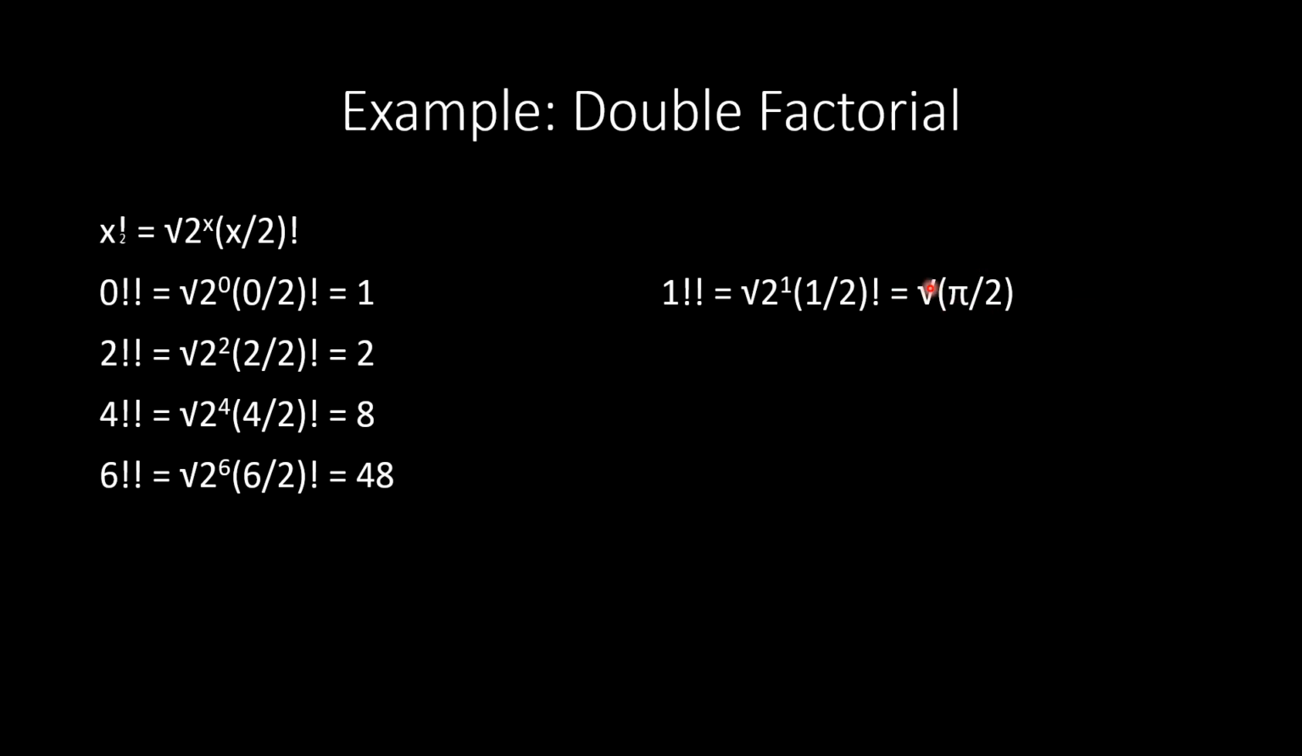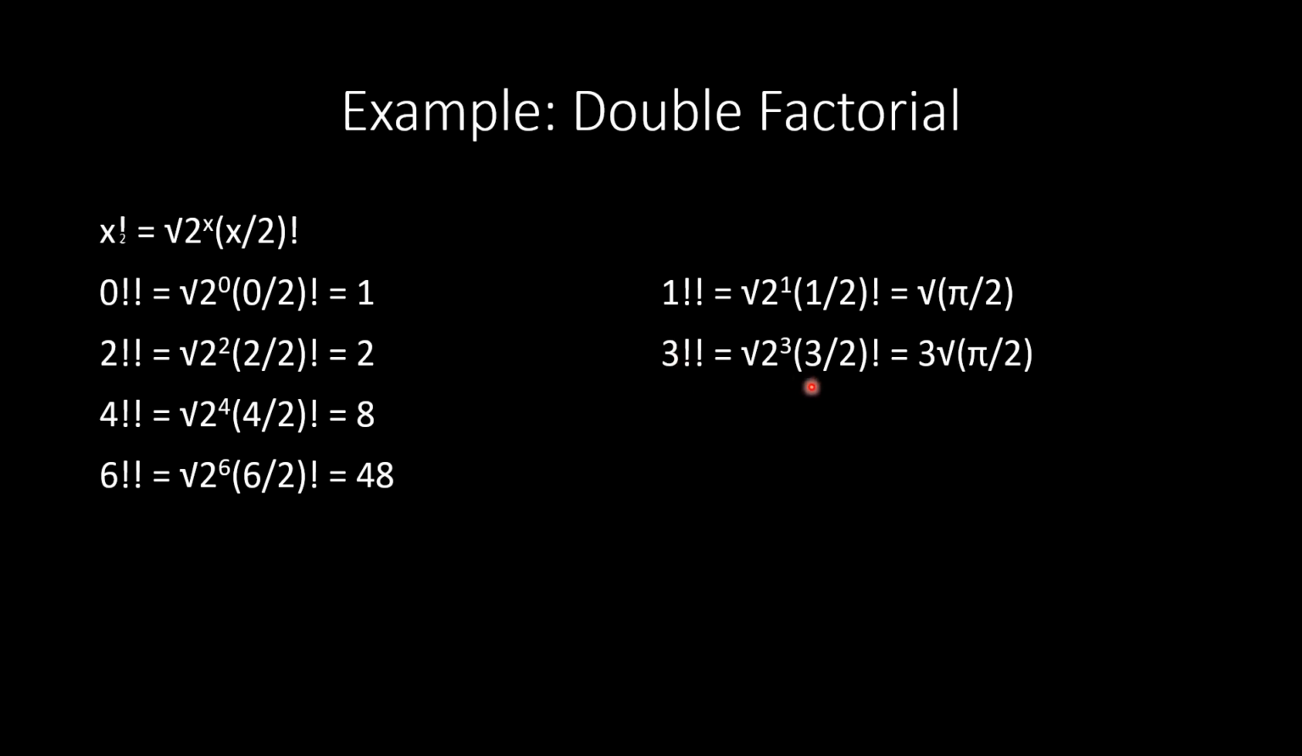Now, this is where we harken back to that blue number when we were defining the double factorial. Because when we were defining the double factorial, we just set 1 double factorial being equal to 1. But here we see that this delta factorial function says that it is the square root of pi over 2. Now, we can continue on.